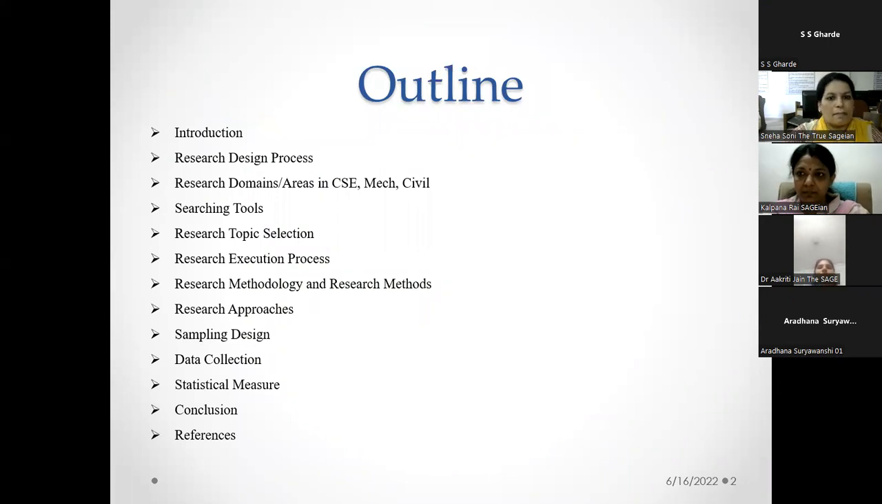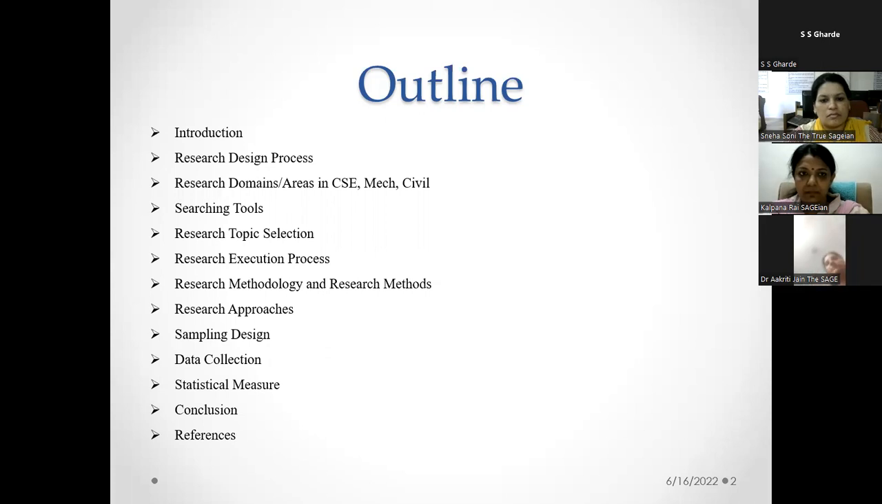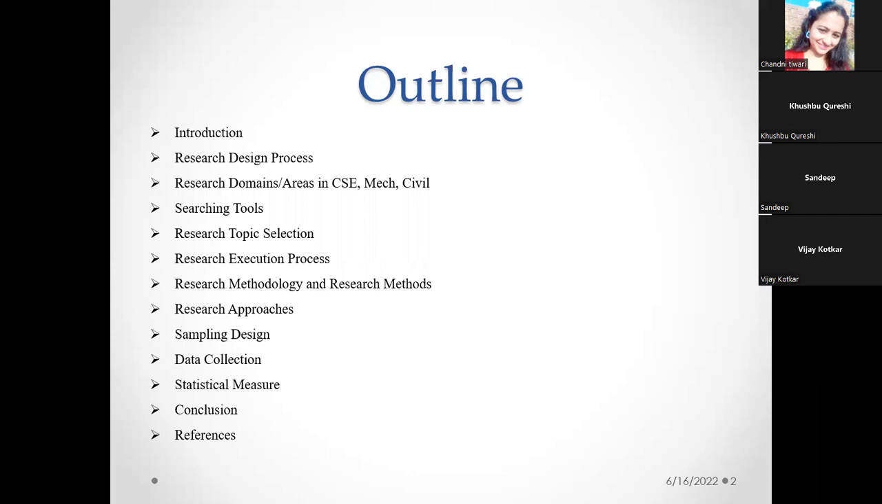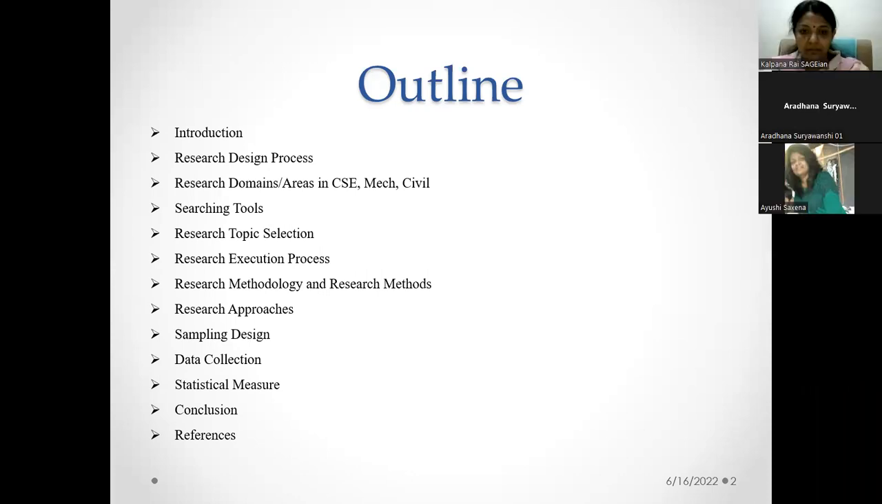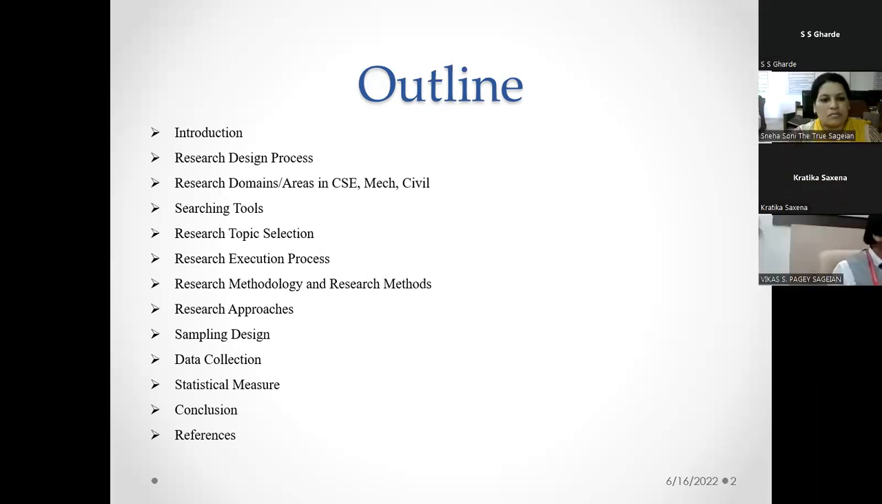Again, during this session, we will discuss what the different research methodologies and research methods are. That way, you can cope with the actual research while deciding the research topic. You need to know the different research methods and research methodologies. Once you know all these factors, it will be much easier for all of you to select the research topic.